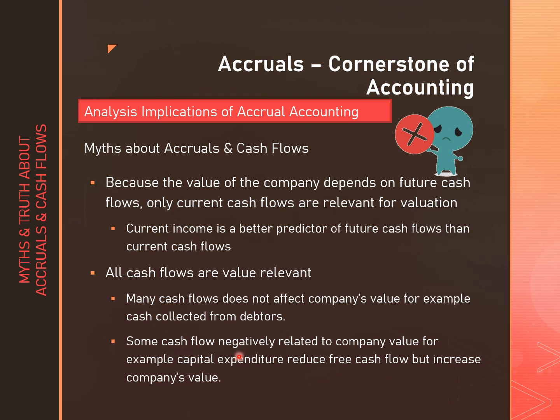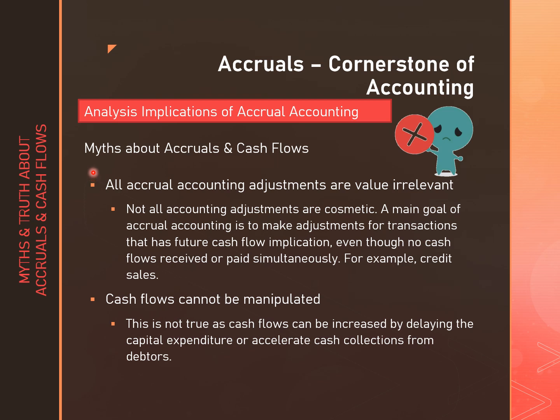And some cash flow is negatively related to the company value. For example, capital expenditure reduces free cash flow but increases company value. So cash flow sometimes is negatively related to company value. When you have money, you go and buy an asset. It will reduce your free cash flow, but actually when you buy an asset, it will increase the company value. So those are two myths about the cash flow.